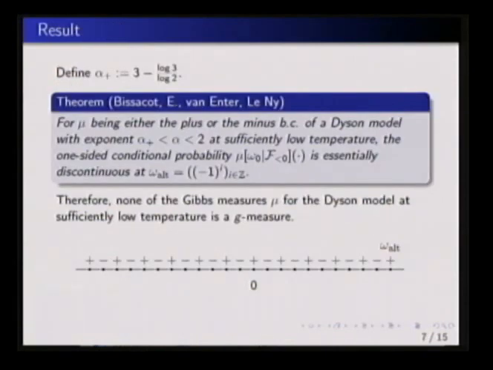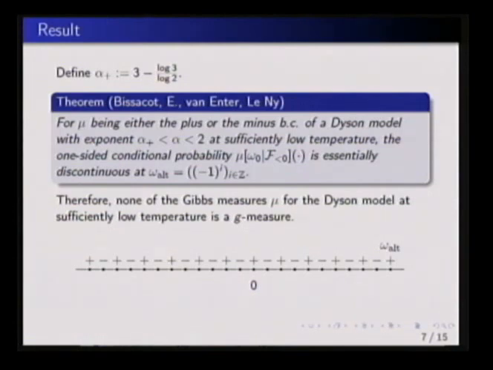So this is the result. We have proved that the Dyson model at low temperature is not a g-measure. With more formal results, we are considering the following. Alpha plus is just this technical number, this strange number, 3 minus log 3 over log 2. We prove that none of the Gibbs measures mu of the Dyson model at sufficiently low temperature is a g-measure. But note that there are two things here.